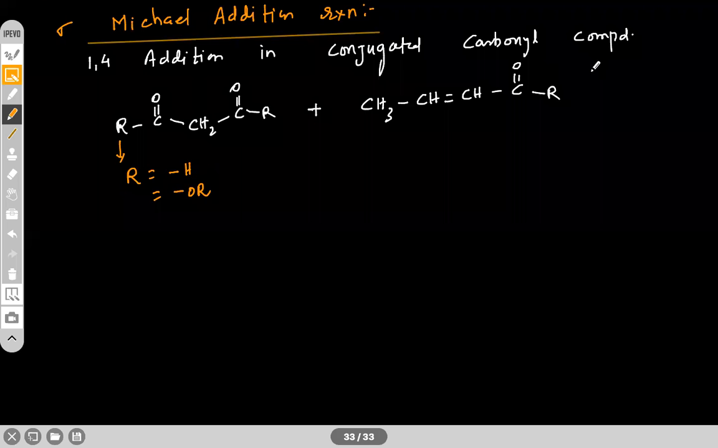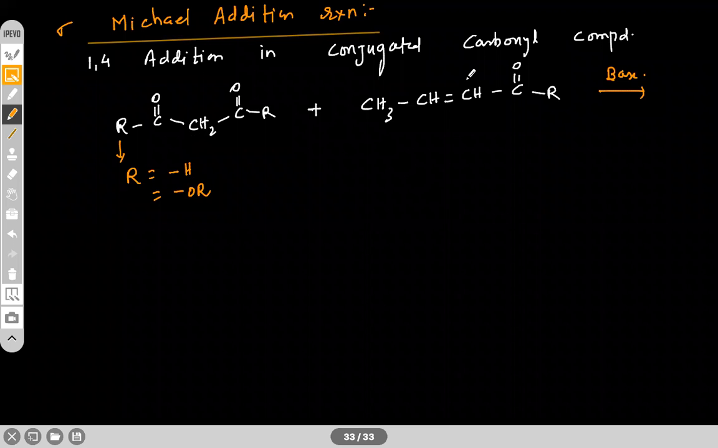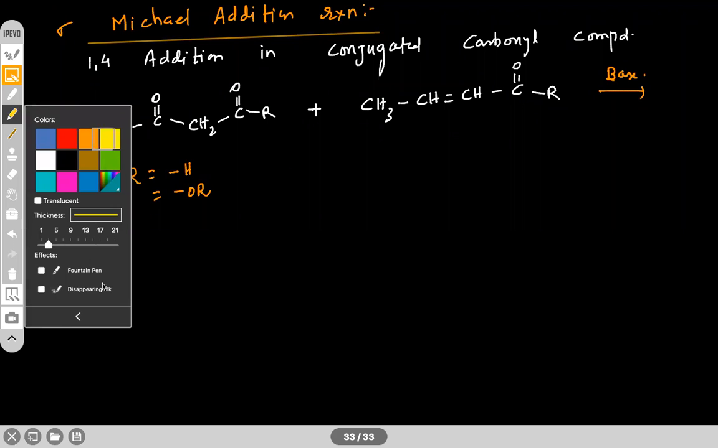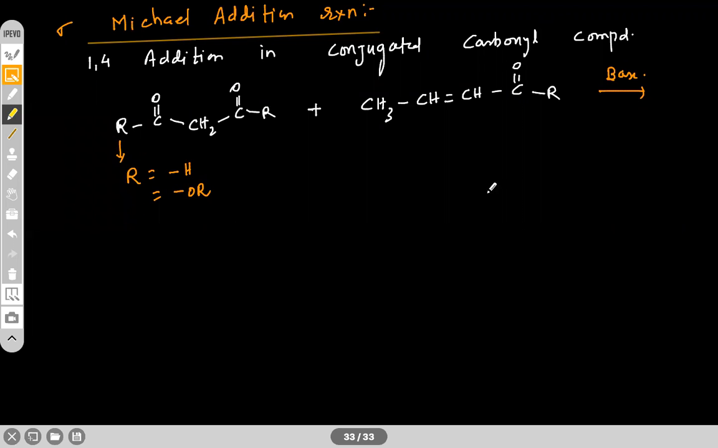So this is allowed to react with a base. Again, we have a base, the active methylene group gives up hydrogen, and we get a negatively charged carbon here. This carbon attacks this molecule. But where will it attack? It attacks at this position. This pi electron shifts over here and this goes over here, right? So this oxygen is position 1, this is 1, this is 2, this is 3, this is 4. We are talking about 1,4 addition.